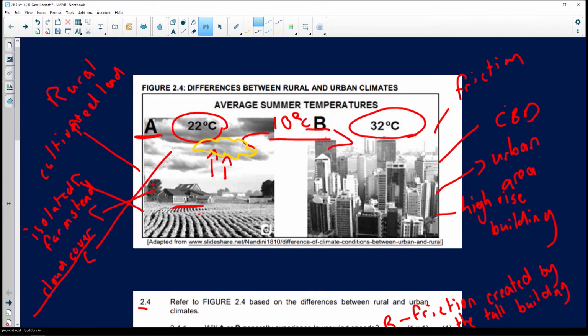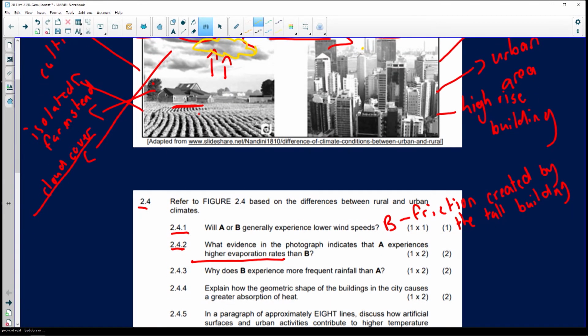Now, if you look at our urban areas, for example, we have less cloud cover over here. The simple reason is that we experience a drier air content. The reason for it is the amount of pollution that's created, and because it's artificial, we don't have that many trees, we don't have that much vegetation, and we don't have that many water surfaces that can create evaporation for cloud formation. So definitely, what evidence in the photograph indicates that A experienced higher evaporation rates? We can mention it. I just want to write it there: the cloud cover.